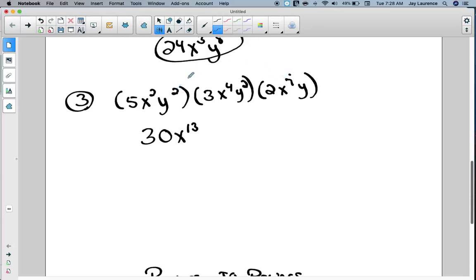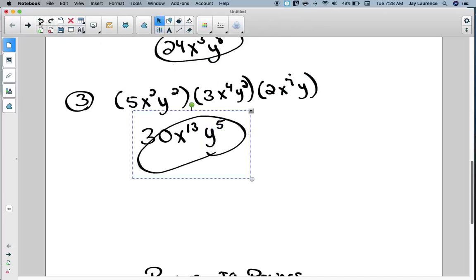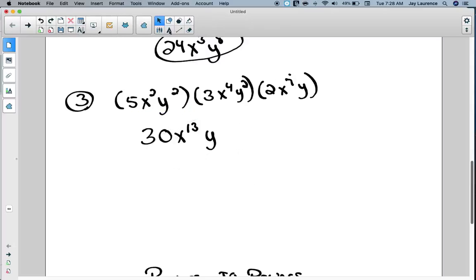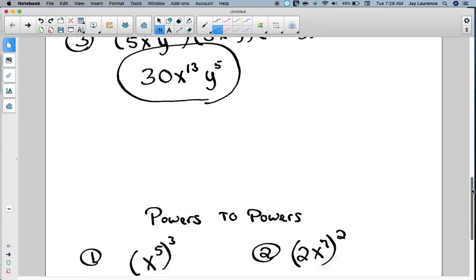The y's, looks like there's 2, 4, 5, y to the 5th, and there we go. Whoa, that's a terrible circle there. Can I fix it? Nope, I can't. So I'll do this, I'll do that, then I'll do that. And what did I say? That was y to the 5th. And then we'll make a prettier circle. It's not even a circle, it's an oval, but you know what I mean.